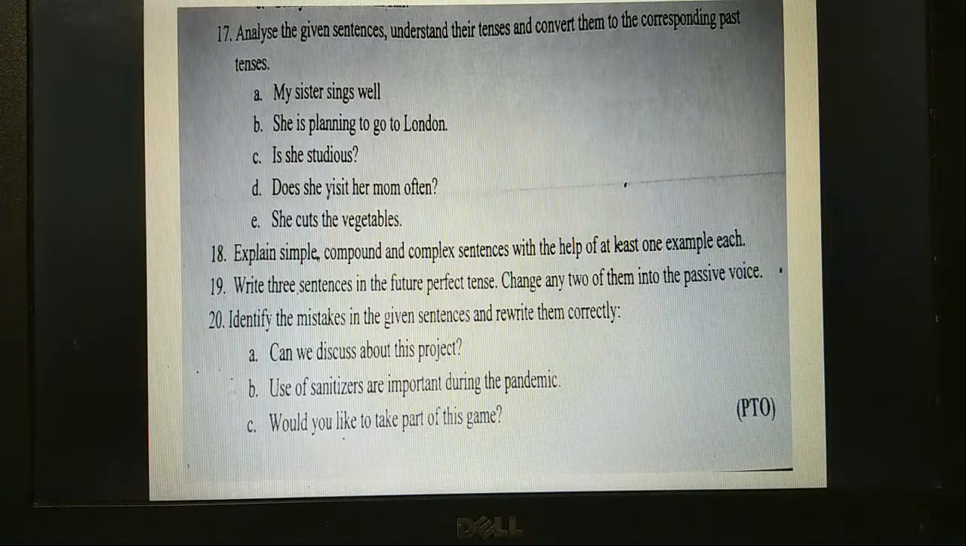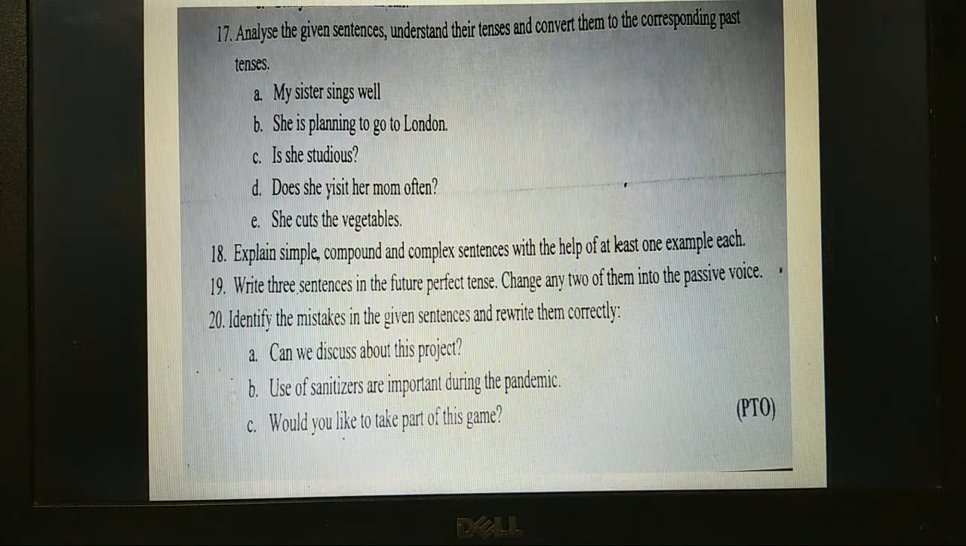Now, a complex sentence. What is a complex sentence? We are discussing question number 18. A complex sentence is a sentence which has one independent clause and one or more dependent clauses. Remember there is one independent clause, principal clause, which can give an idea on its own, which is complete. Say for example, you will pass the examination if you study well.